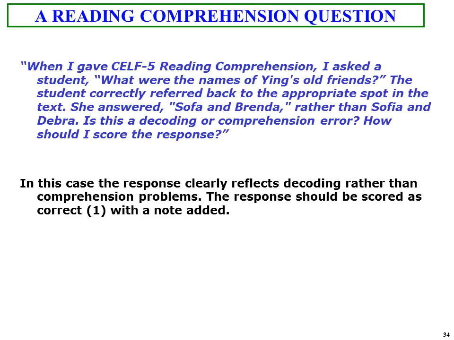Then came a reading comprehension question. When I gave CELF-5 reading comprehension, I asked the student, what were the names of Ying's old friends? The student correctly referred back to the appropriate spot in the text and said, Sophia and Brenda, rather than Sophia and Deborah. Is this a decoding or comprehension error? How should I score the response? Well, in this case, it would certainly appear that it's a decoding error rather than a comprehension problem. And therefore, I would score that response correct, but I would add a note that said possible decoding problem, because that is something one can then discuss with classroom teachers and others. What is the student's level of decoding?